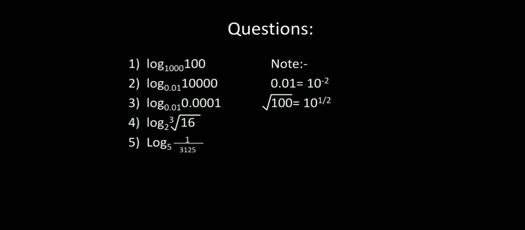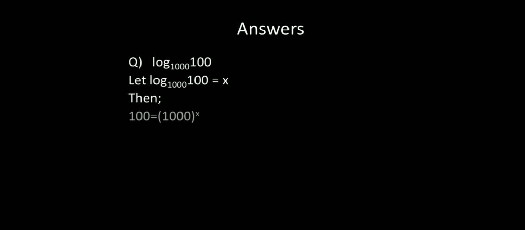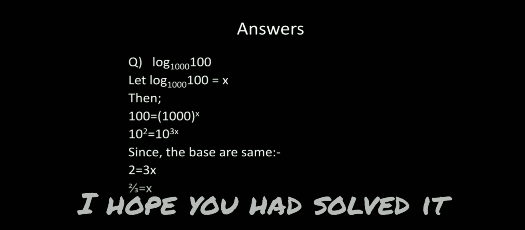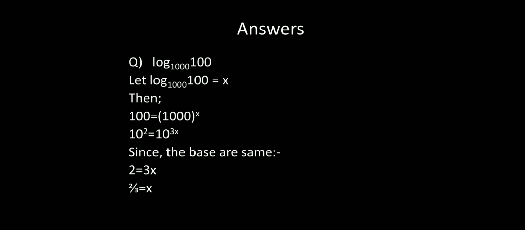Let's see the solution for the first one, which is log 100 to the base 1000. We will say that log of 100 to base 1000 is equal to x. Whenever you see this, you say that log of anything to the base anything is equal to x. It will make your problem easy. Then we will convert it into the form we know. The x will be the power, because logarithm gives you the answer as the power of the base.